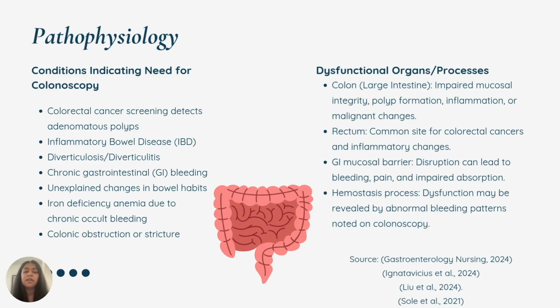In respect to pathophysiology, I also want to go over some dysfunctional organs that involve the need for a colonoscopy. The first thing I want to go over is obviously the colon and the rectum, which are common sites of mucosal inflammation, polyp formation, and malignancy. When the GI mucosal barrier is impaired, patients can experience bleeding, pain, or poor nutrient absorption. And lastly, a colonoscopy can also help uncover hemostatic dysfunction, which may present as abnormal bleeding during an exam.